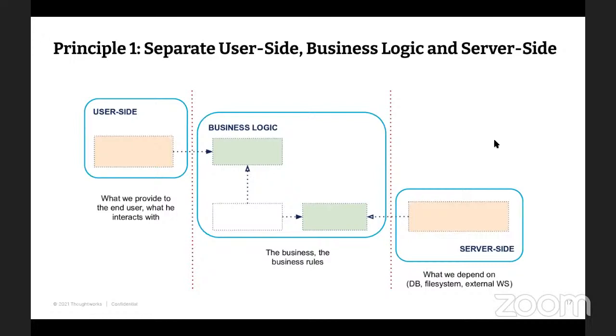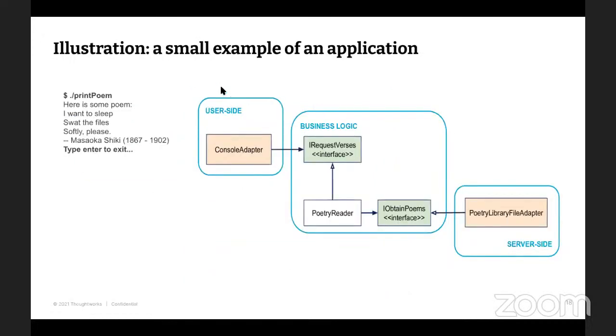Moving on, let's see how this is realized by using a simple example, a small example of an application. This example says print poem. So when a user enters print poem, a poem is printed out here. And if he presses any other key, then the next poem will be printed. And when the user types the enter key, then it comes out of the control. So that's the use case of print poem.